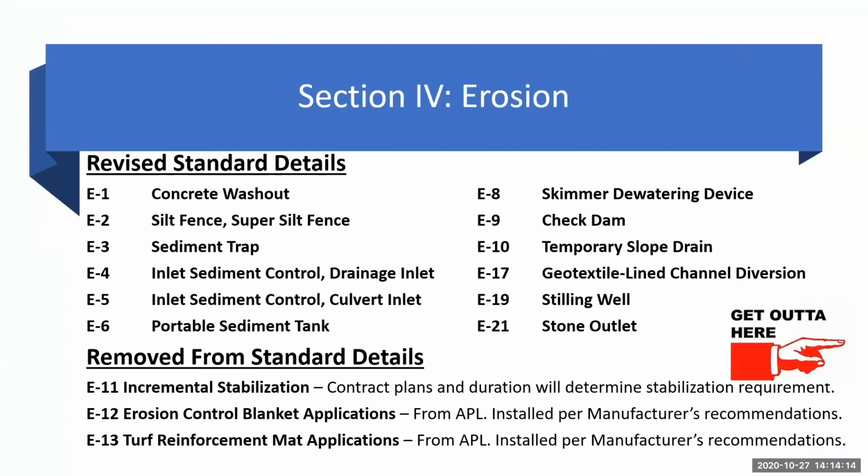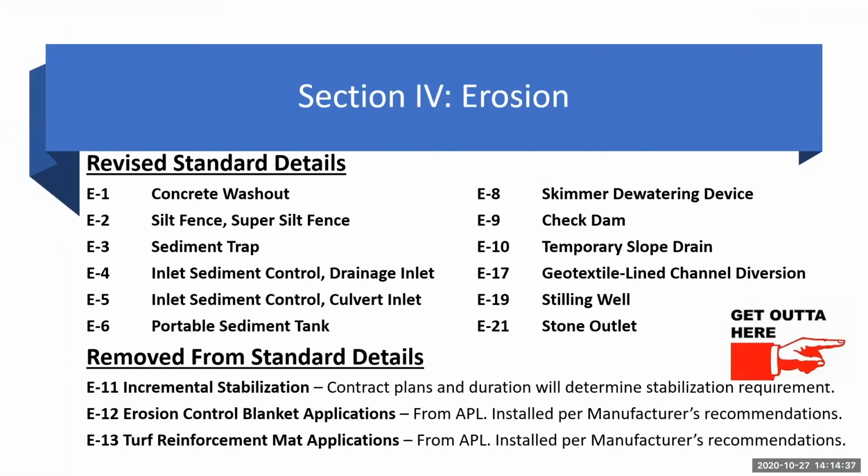The next section that we're going to talk about is section 4, erosion. And there were a lot of details on this particular one that were revised. I guess we got a total of 13 of them revised, and a number that have been removed from the standard details.